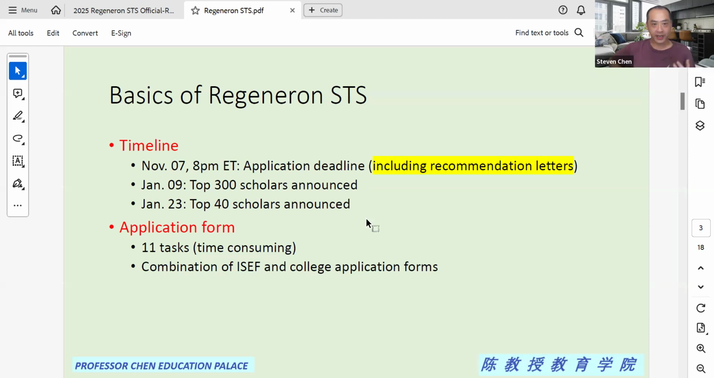After you submit your application, you'll receive your decisions in January. For 2025, there are 2 dates. On January 9th, they will announce the top 300. On January 23rd, they will announce the top 40. Okay, so those are the timelines.